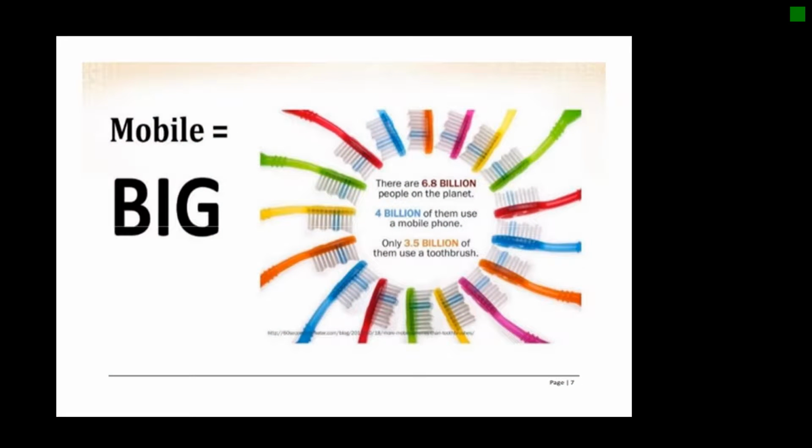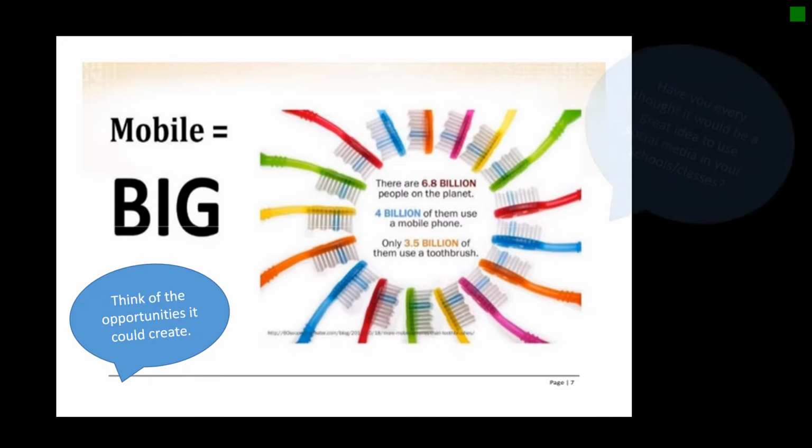Mobile is big. There are 6.8 billion people on planet Earth. 4 billion of them use a mobile phone. Only 3.5 billion use a toothbrush. Think about the opportunities that we could create in our classrooms and in our schools.